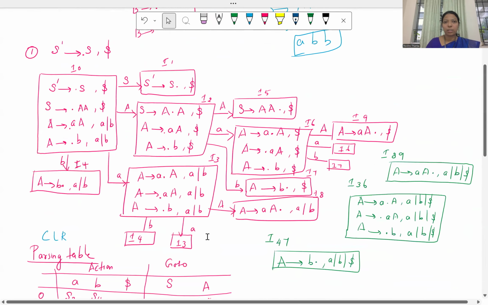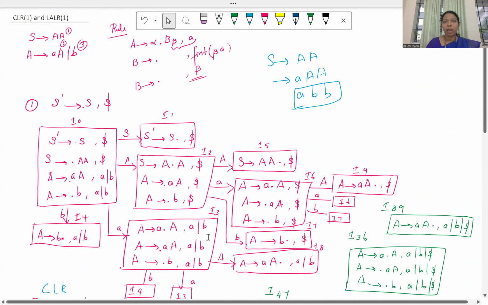Hope you have understood this algorithm. So practice well. If you have any doubt, please look at the video once more, so you will be understanding it very clearly.